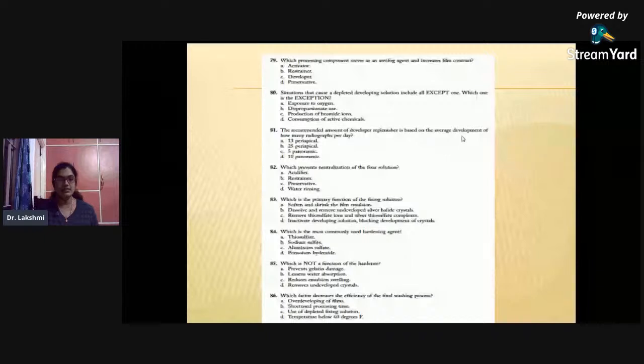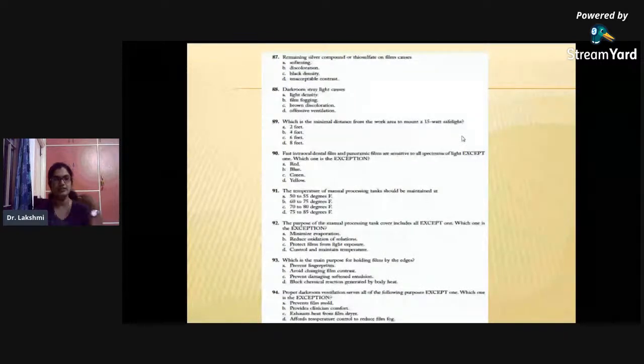85, which is not a function of the hardener. Okay, which is not a function, that is D. Okay, removes undeveloped crystals. So hardener function is what? It prevents gelatin damage, lessens the water absorption, reduces emulsion swelling, but removes underdeveloped crystals? No. So 85th answer is D. 86th question. Which factor decreases the efficiency of the final washing process? Answer is D, that is temperature below 60 degrees Fahrenheit.